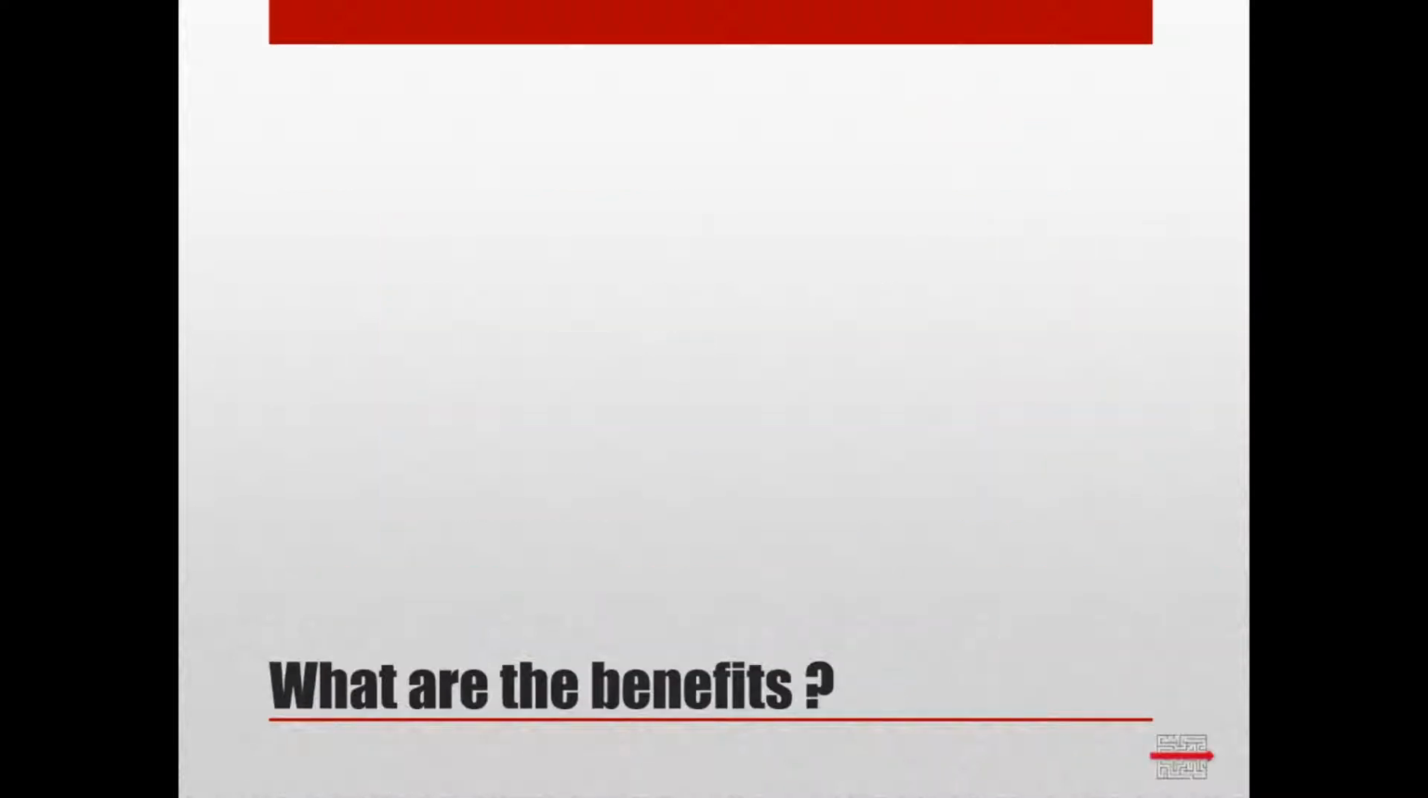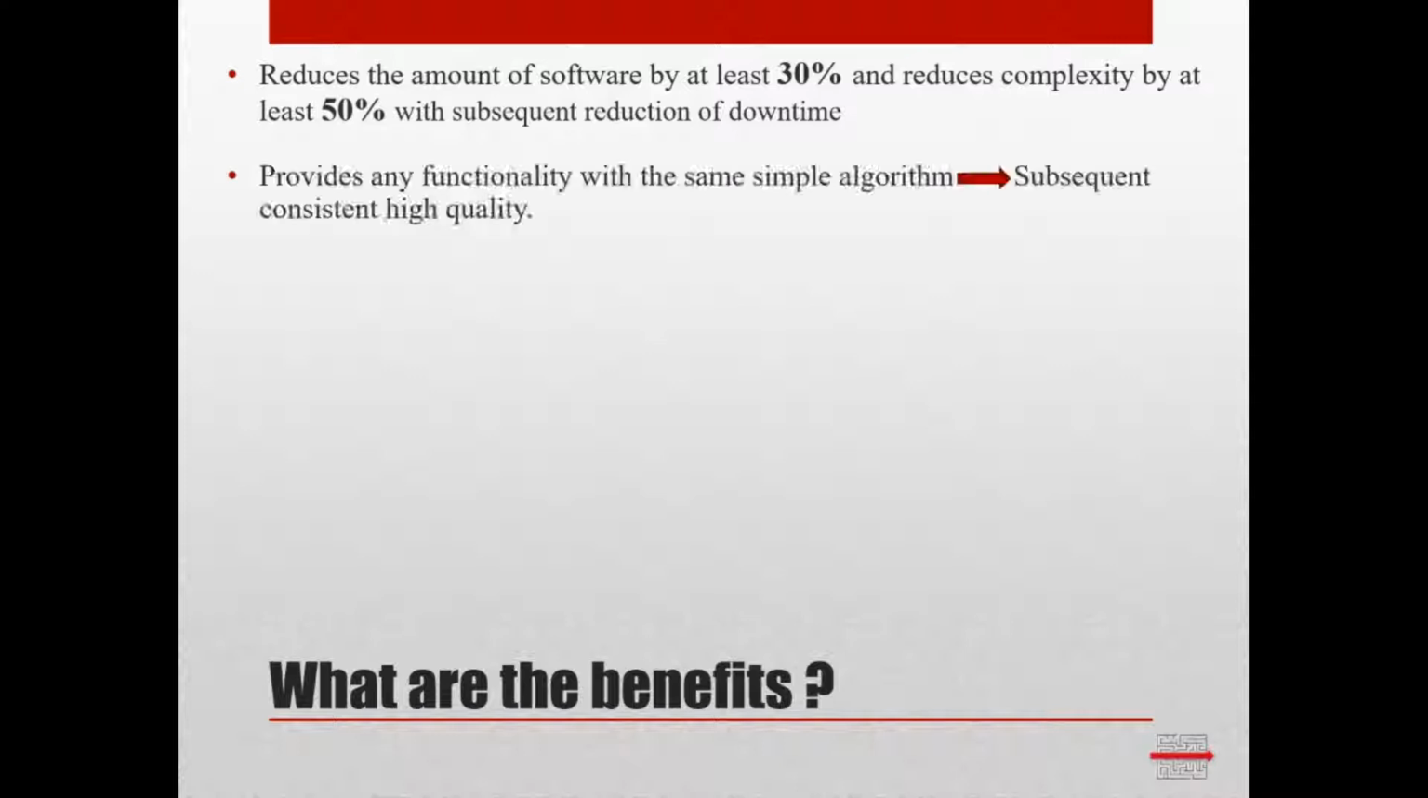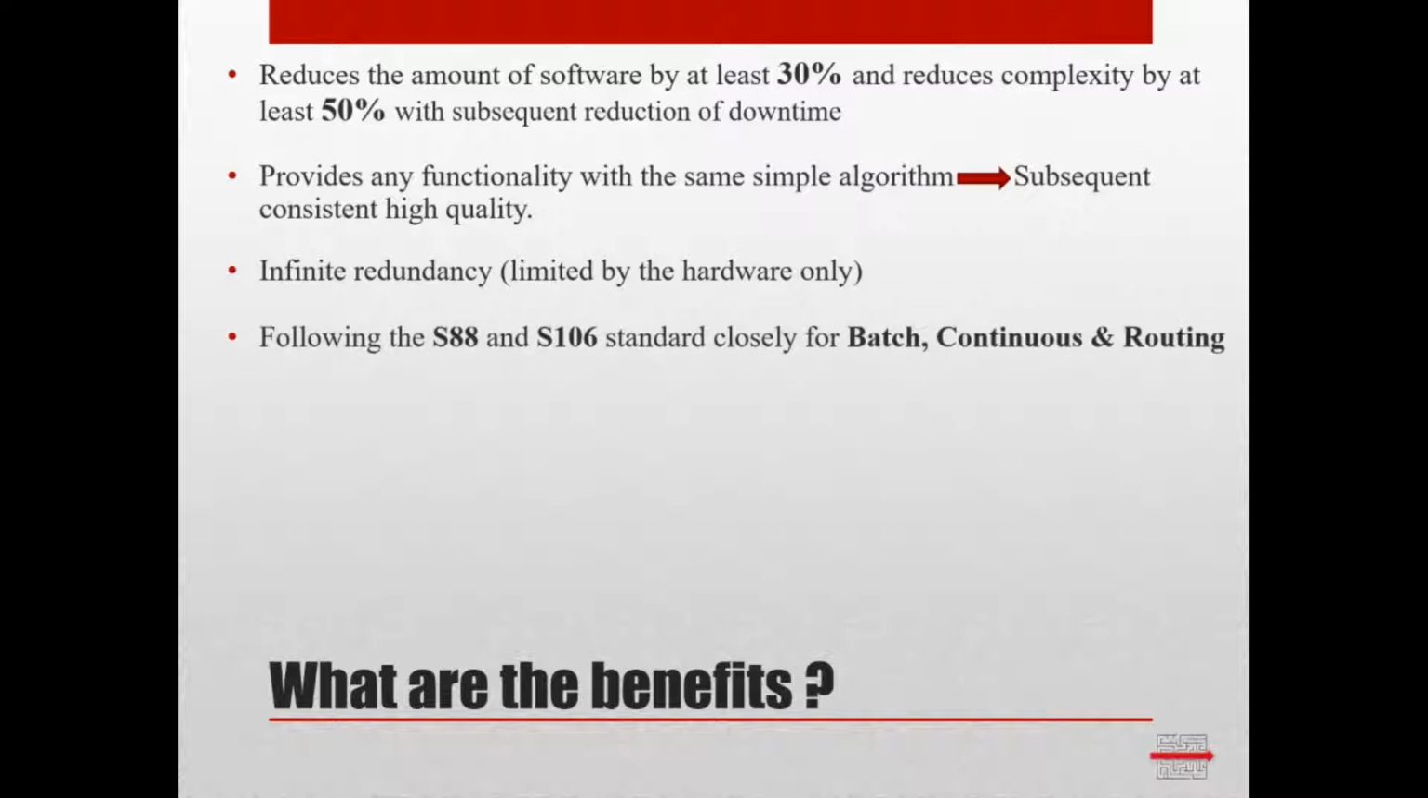To sum up the benefits of PLC-Easy, PLC-Easy reduces the amount of software by at least 30% and the complexity by at least 50% compared to conventional PLC and DCS architectures. It provides any functionality with the same simple algorithm. Subsequently, the quality of software is very consistent. It offers infinite redundancy possibilities. It follows the S88 and S106 standard very closely and exceeds it at some points for batch, continuous routing and state machine.